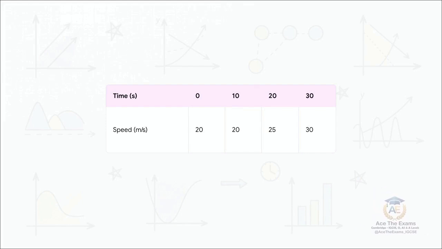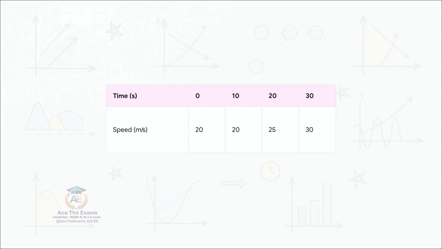We're tracking a heavy train moving over a period of 30 seconds. Look at the table. For the first 10 seconds, at 0, 5, and 10, the speed stays exactly perfectly locked at 20 meters per second. It's cruising. Then, from 10 seconds all the way up to 30 seconds, the speed gradually and steadily increases from 20 up to 30 meters per second.